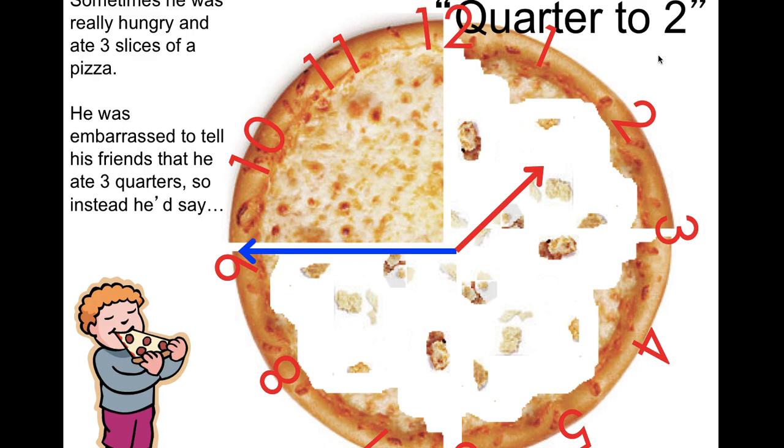A quarter to 2 is 1:45. 5, 10, 15, 20, 25, 30, 35, 40, 45. So 1:45. At this point, 3 quarters have gone by. 1 quarter, 2 quarters, 3 quarters, and there's only 1 more left. So 1 more quarter to 2 o'clock.